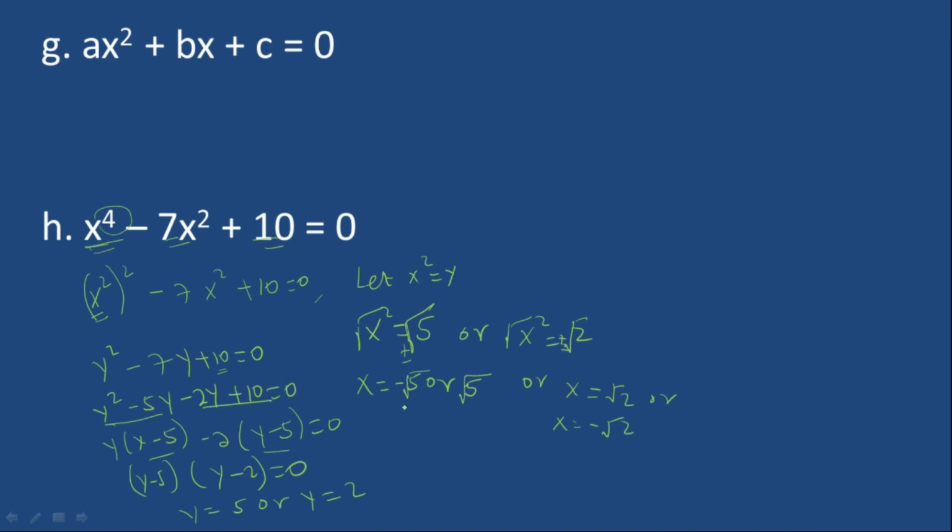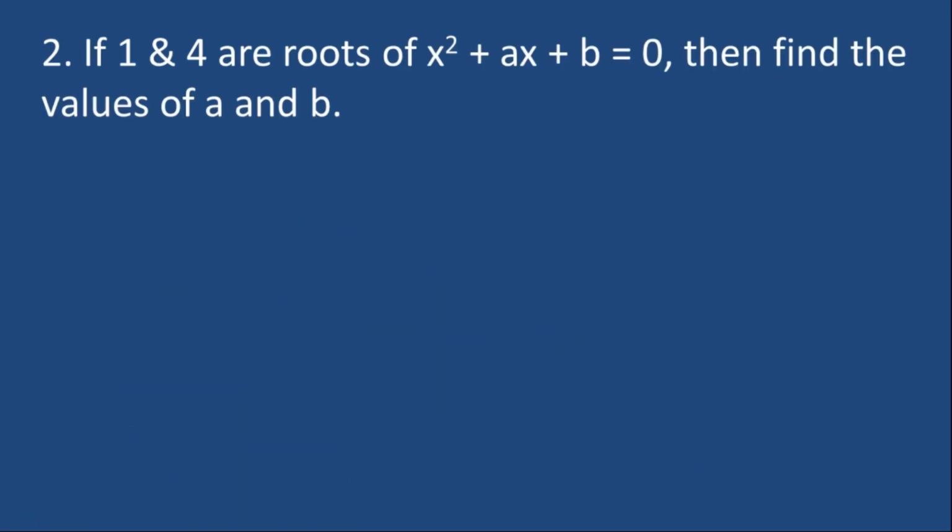So finally the solution set should be the negative root of 5, the negative root of 2, the positive root of 2, and finally the positive root of 5. So we can write it just like this. If you put the value of x as any of those 4 options, this equation becomes true.